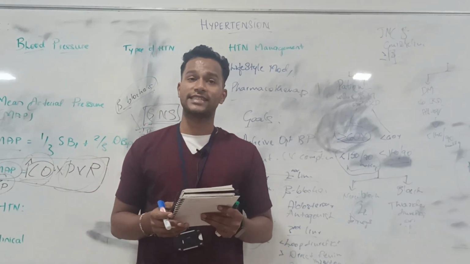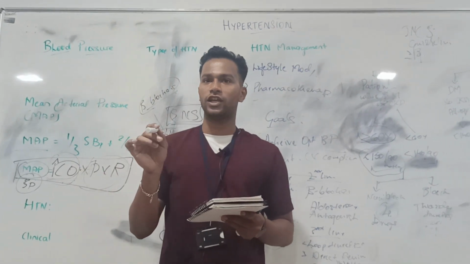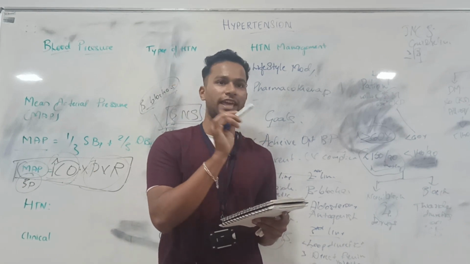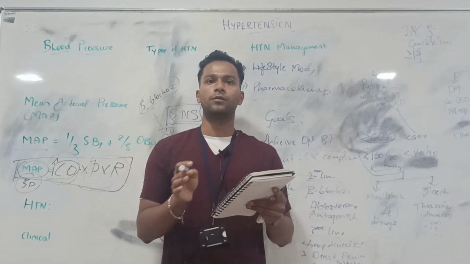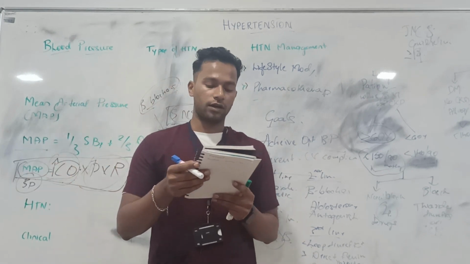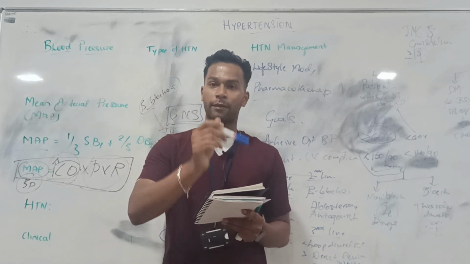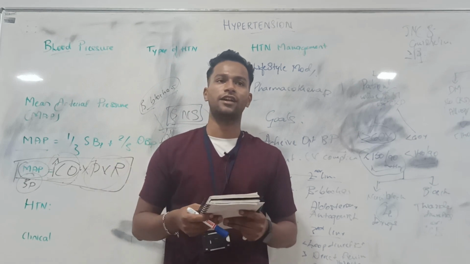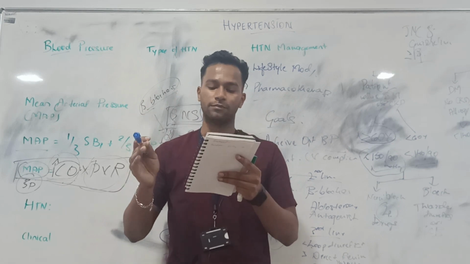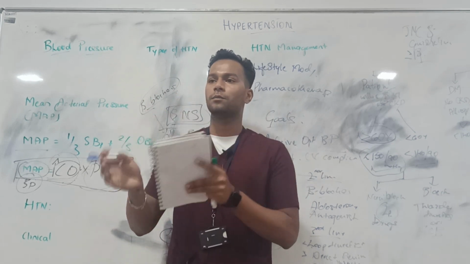Then coming to ACE inhibitors, we see ramipril and enalapril. These are the commonly used drugs. Ramipril: the starting dose is 2.5 mg. The usual dose will be 2.5 to 20 mg. It can be given OD or BID. Another drug is enalapril. The starting dose is double that of ramipril, you can memorize it that way. That is 5 mg. The usual dose will be 10 to 40 mg. This too we can give as an OD or a BID dose.